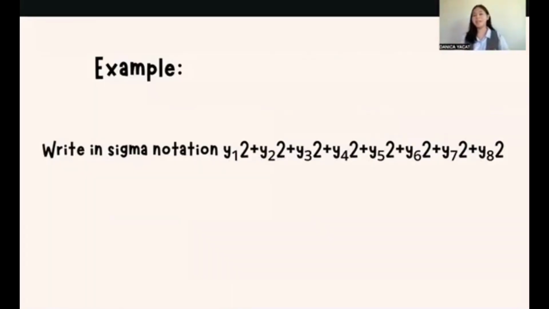Hi, I'm Danica and I'm here to show you some examples that can help you to better understand the lesson on sigma notation. Write in sigma notation: y sub 1 squared plus y sub 2 squared plus y sub 3 squared plus y sub 4 squared plus y sub 5 squared plus y sub 6 squared plus y sub 7 squared plus y sub 8 squared.